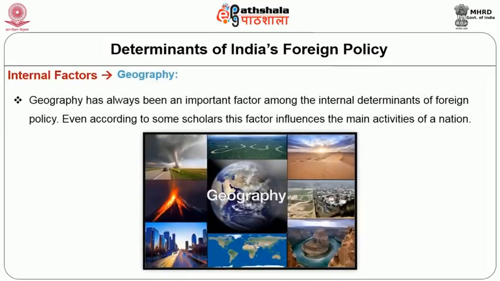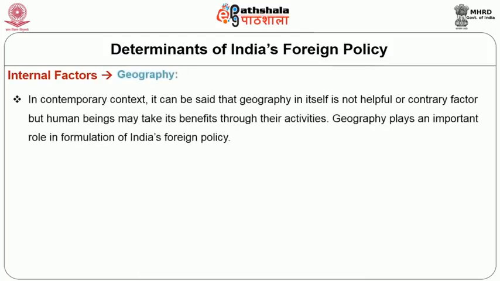Geography has always been an important factor among the internal determinants of foreign policy. Even according to some scholars, this factor influences the main activities of a nation. In the contemporary context, it can be said that geography in itself is not a helpful or contrary factor, but human beings may take its benefit through their activities. Geography plays an important role in formulation of India's foreign policy.